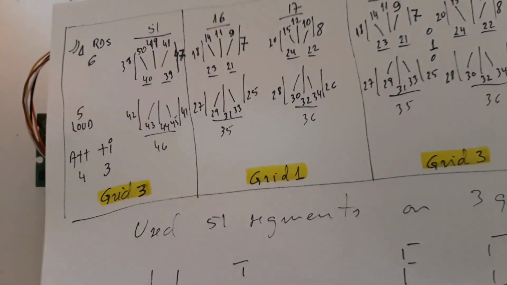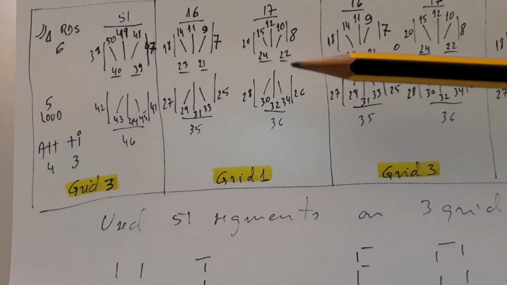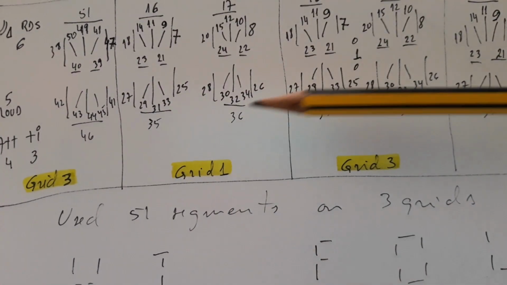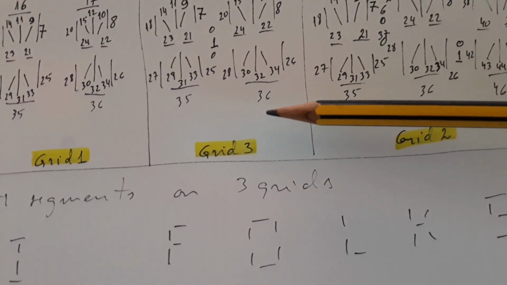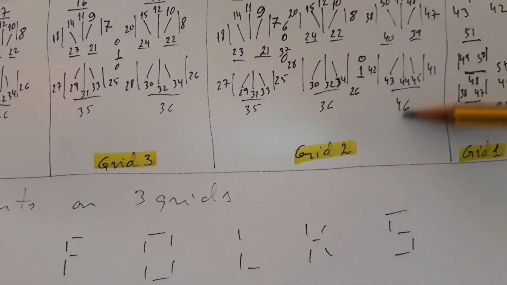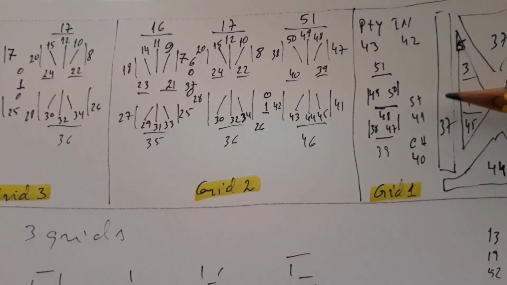We have shared grids. You have grid 3, grid 1, grid 3 again, grid 2, this is independent, and again grid 1.